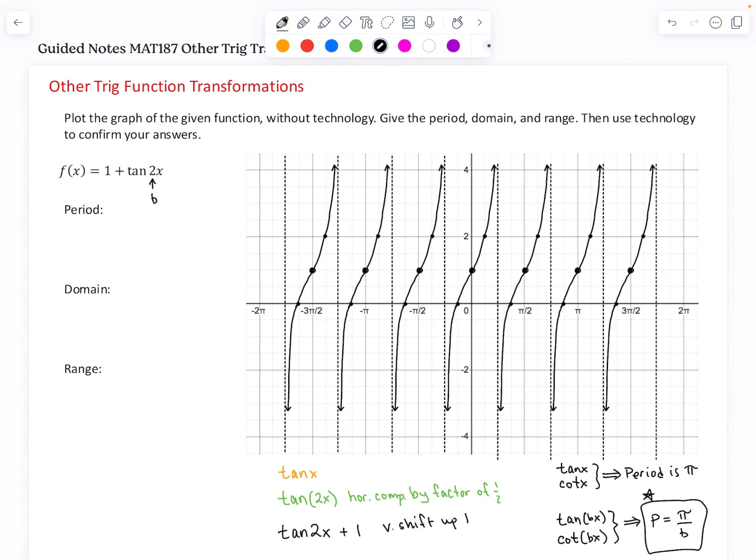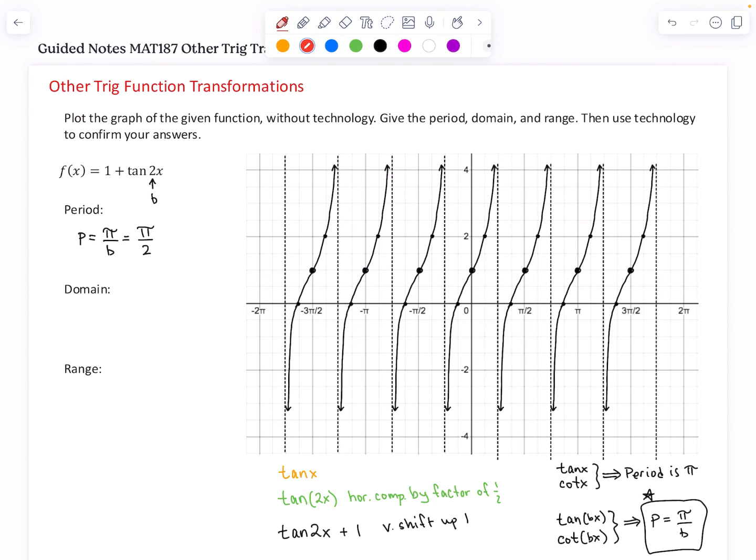So the period will be, for tangent 2x, that 2 is the value of b, and the period calculation is to do pi, which is the normal period of tangent, but divided by that b. So that gives us pi divided by 2. That is the horizontal distance between any pair of consecutive asymptotes.